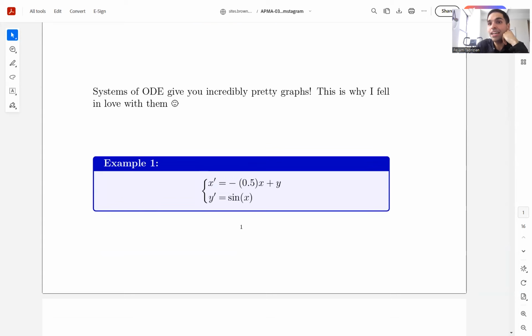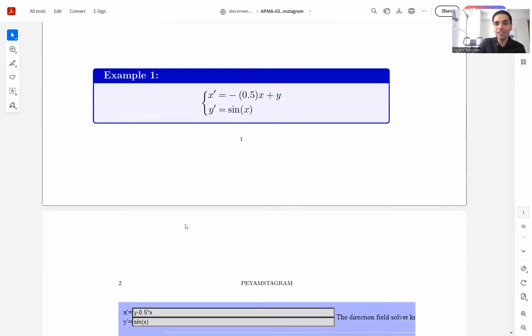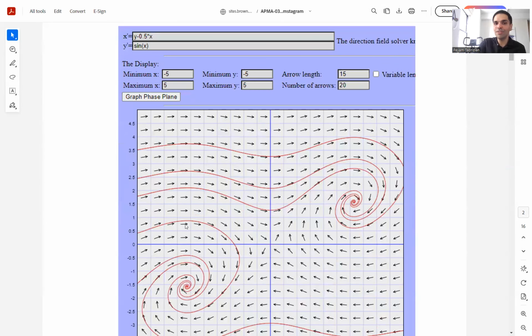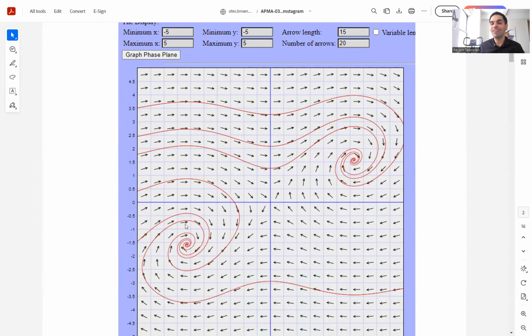In particular, let's consider, for instance, x prime is minus 0.5x plus y, and y prime is sine of x. So nonlinear system. And if you plot it using p-plane, then you get the following beautiful thing. I mean, just look at this thing. I have never seen a more beautiful thing.